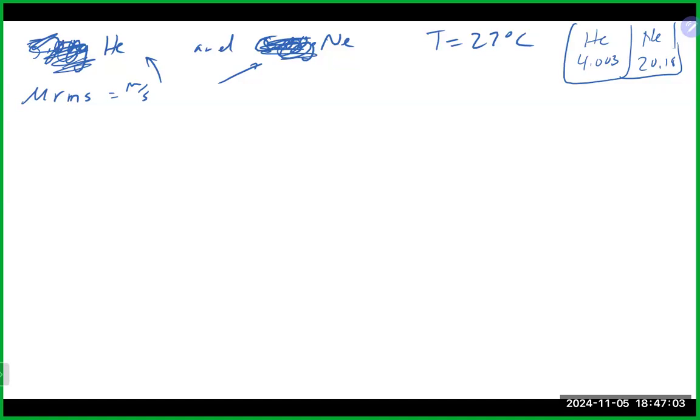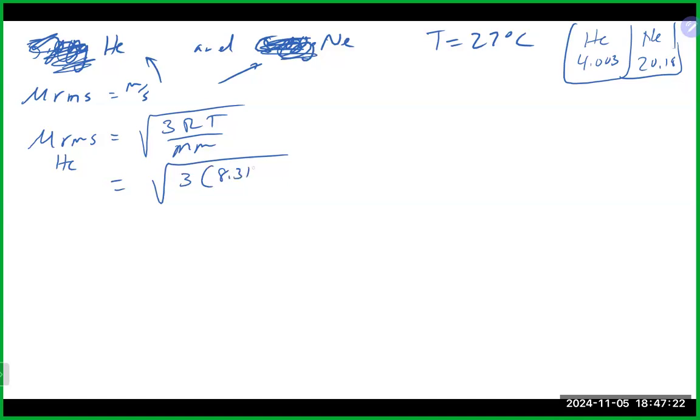So we want to look at helium and neon at 27 degrees that we did before. And we're going to use our root mean square velocity, the square root of 3RT over the molar mass. So if we do this for helium first, take the square root of 3 times our R, 8.314. Again, remember the joules becomes kilograms meters squared per second squared, so there's still a Kelvin and a mole on the bottom. And our temperature here, we do need to add our 273 to it, which would be 300 Kelvin.